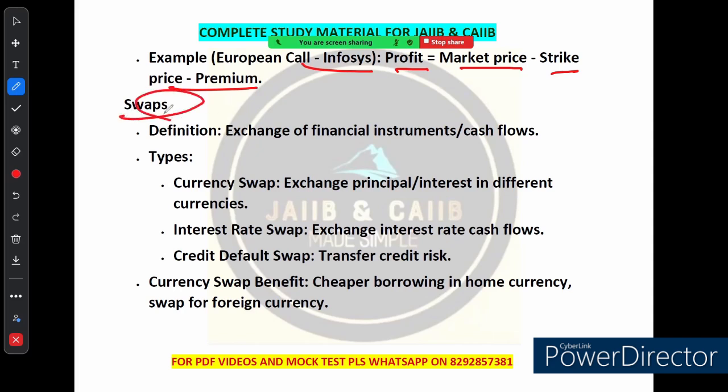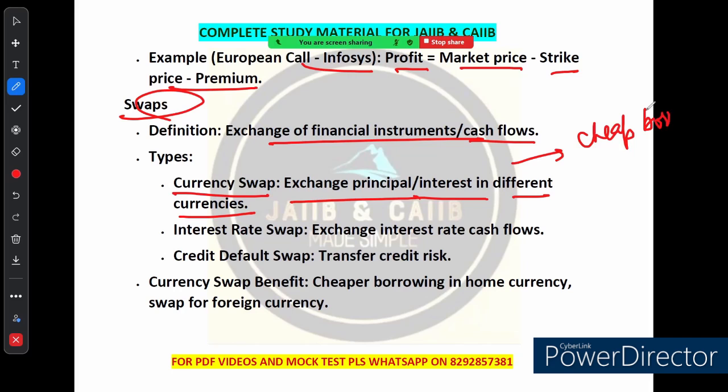A swap is when two parties exchange financial instruments or cash flows. There are different types. The first is called a currency swap. You exchange principal and interest in different currencies. That is called a currency swap. It is very great for cheap borrowing in your home currency, and swapping it for foreign currency.